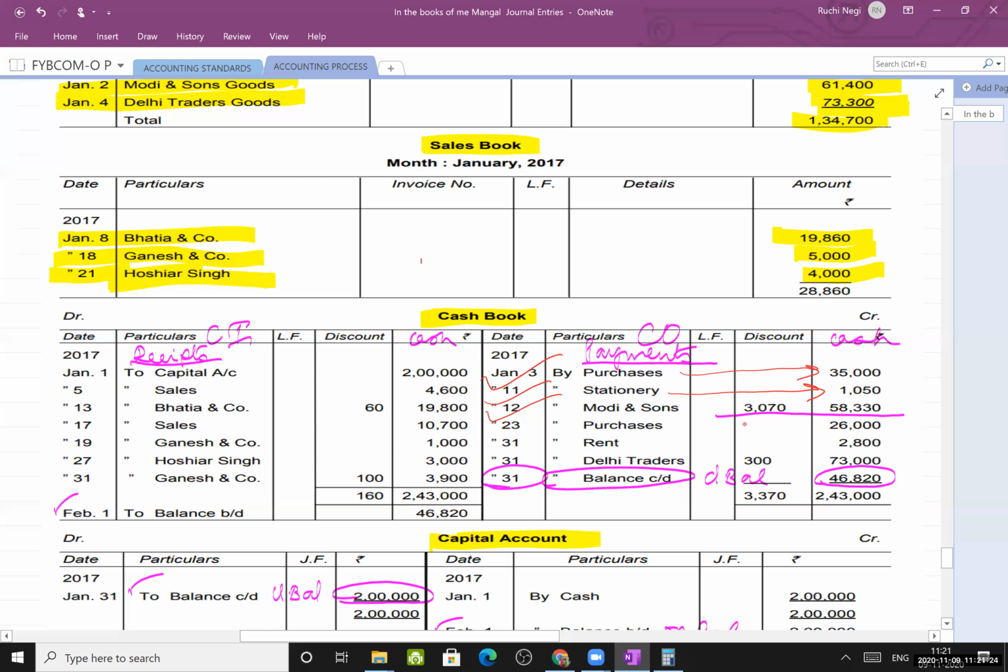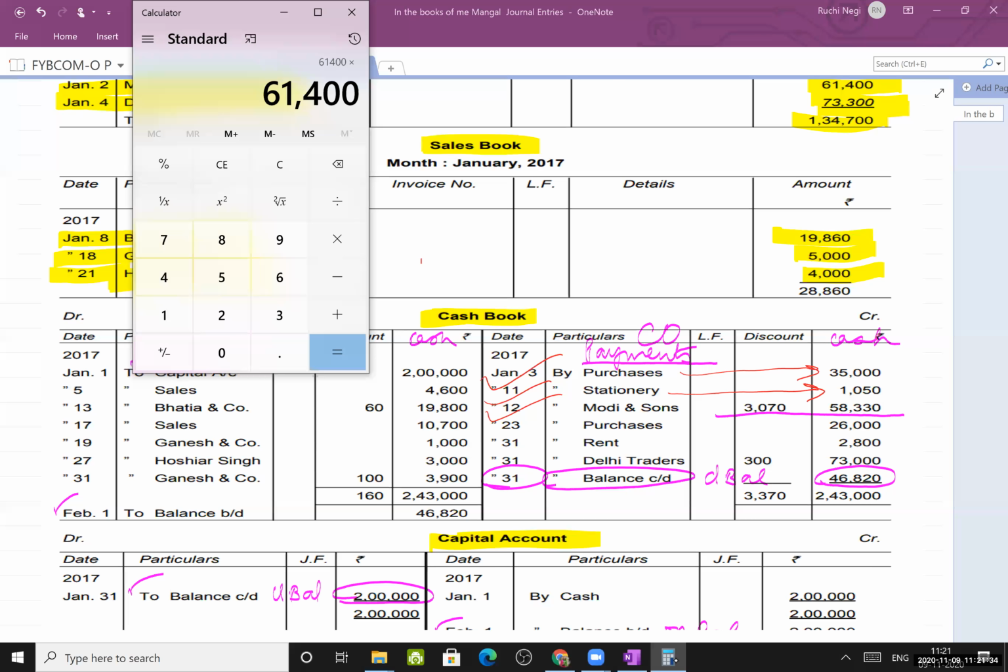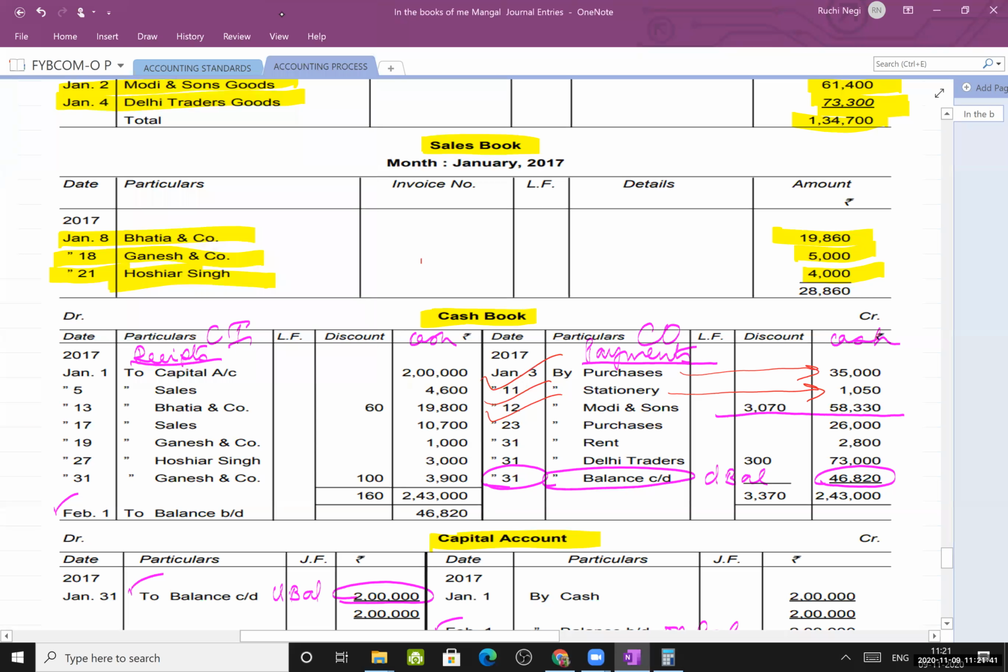From Modi and Sons we got a discount of 3070. On 61,400 there was a 5% discount, 3070. So the difference is paid in cash. Then 23rd Jan cash purchases 26,000. 31st Jan rent is paid 2,800, and 31st Jan we paid Delhi traders. So you were supposed to pay him 73,300. You paid him less, you paid him 73,000. So 300 rupees is your discount received.